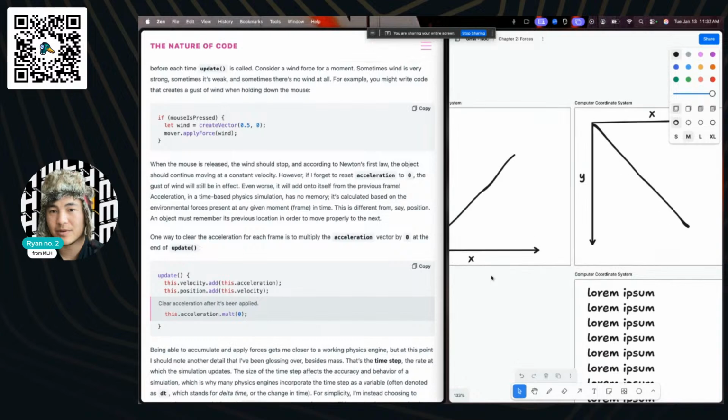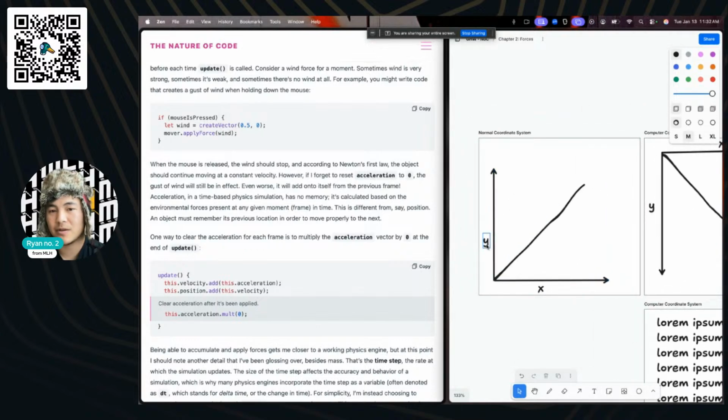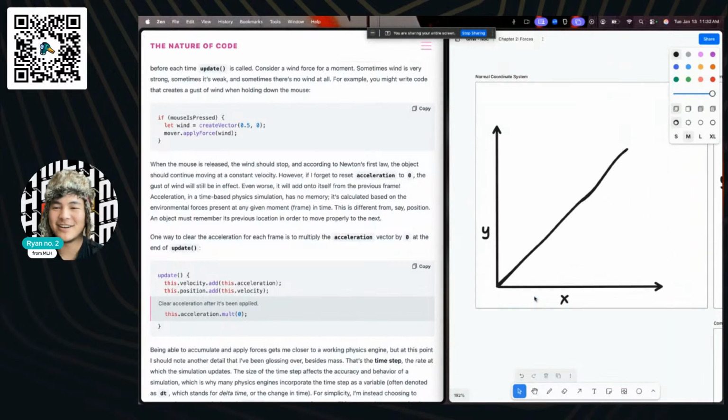I'm not actually sure why we have it so that the y direction normally points up. If somebody in chat wants to figure out why we conventionally in math have it so that y always points up, feel free to let me know.